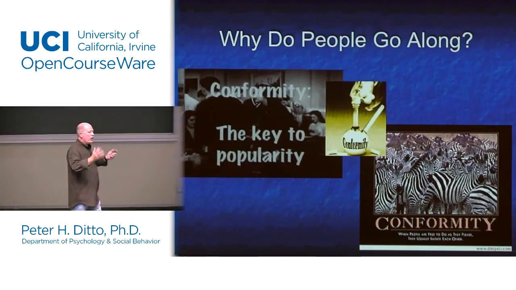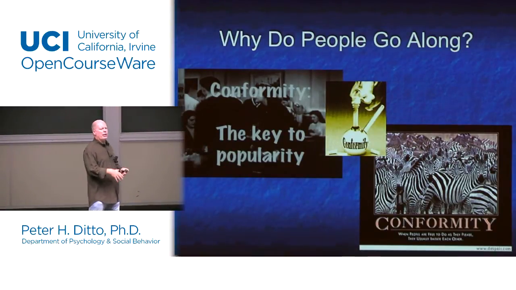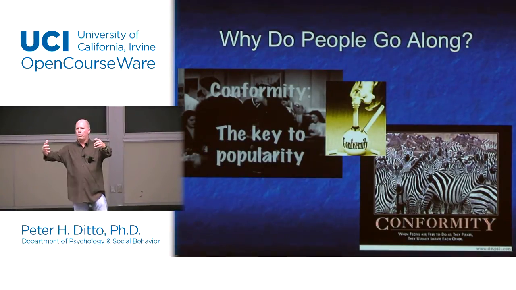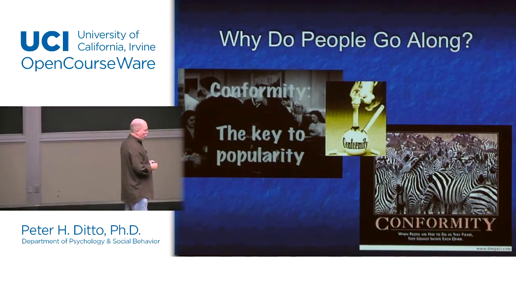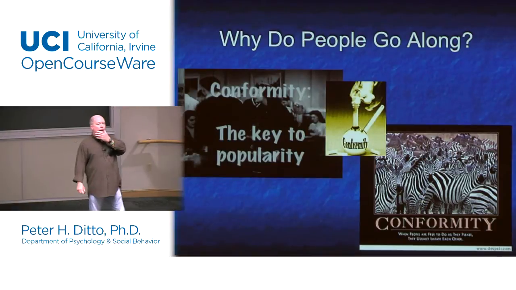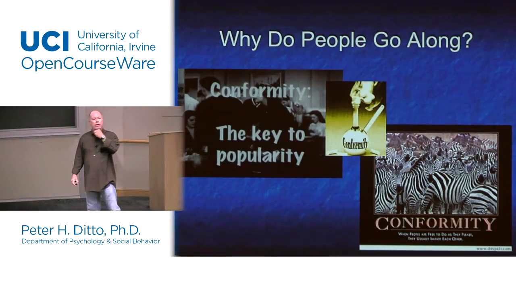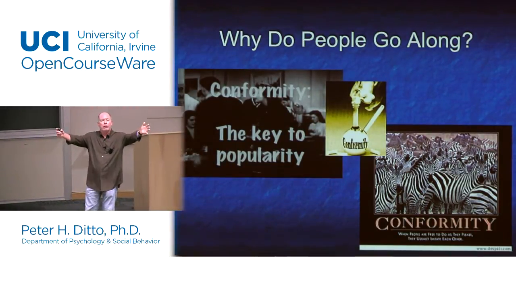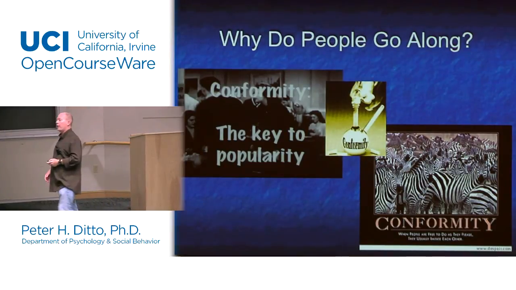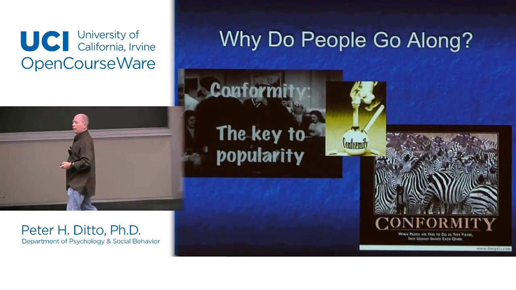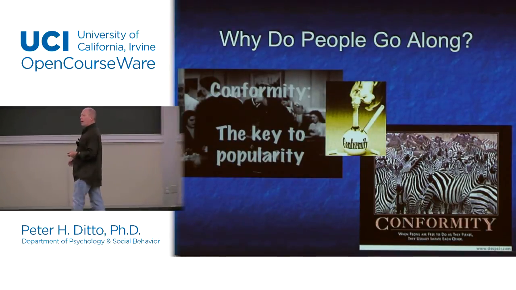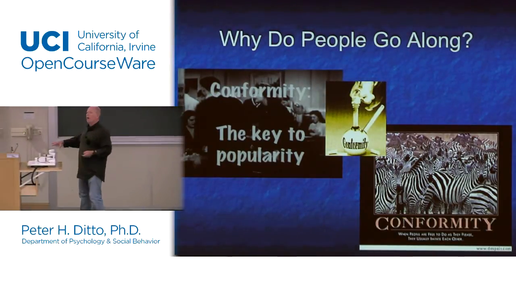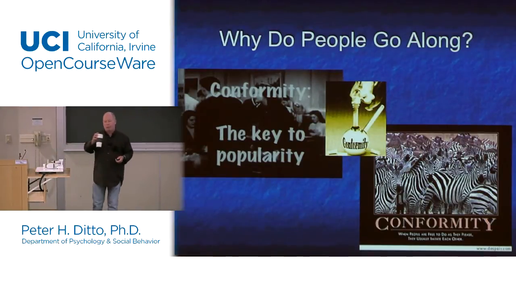Right? But how does this happen? Why do people bend their behavior to fit with what other people do? That's been a topic that social psychology has been very interested in. And the term that we use to talk about that is the same one that we all know about in our lay lives, the idea of conformity. Right? Why do people conform? Why do people very often do what other people are doing? Why do they follow the rules that other people have set?